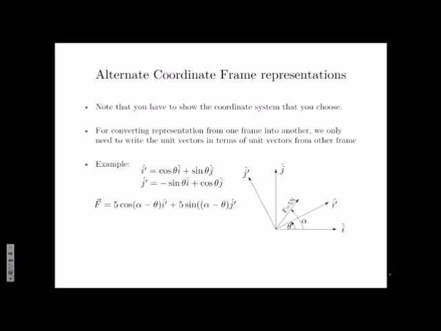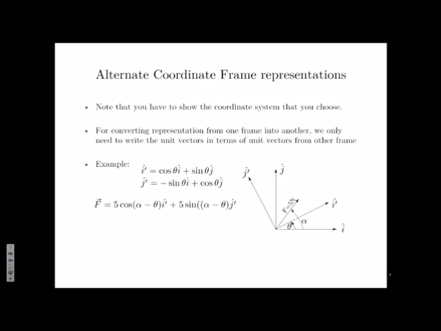So let's say we have the same force of 5 Newton that's shown over here, and it's making an angle alpha from the I hat and j hat direction. So I can definitely write this F in terms of I hat and j hat. It's not a problem. All I have to do is resolve this along this direction and this direction, and I'll be done. If I want to write this force F, let's say, in the I prime and j prime reference frame, I could do that too.